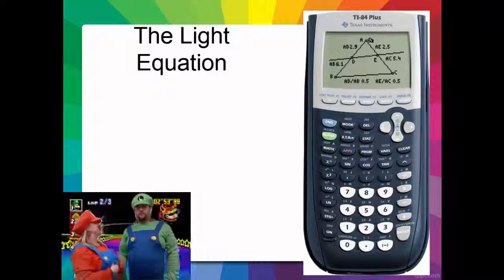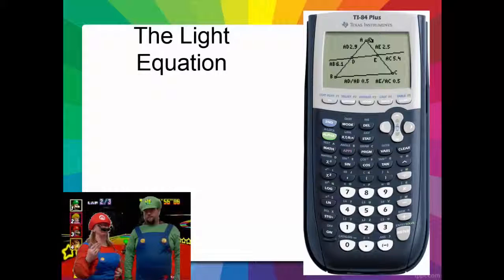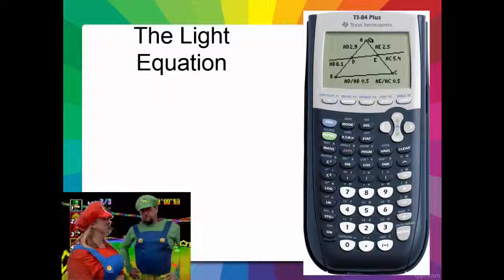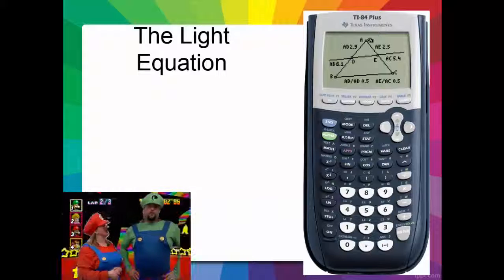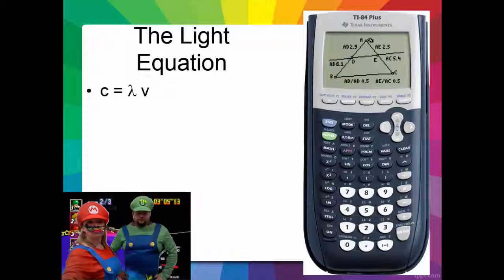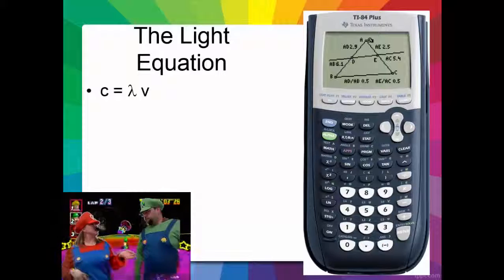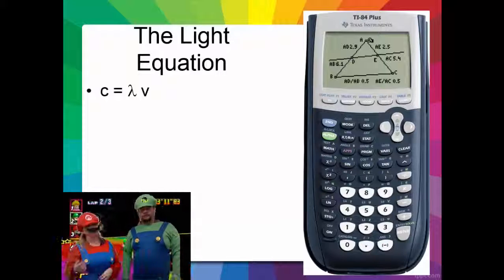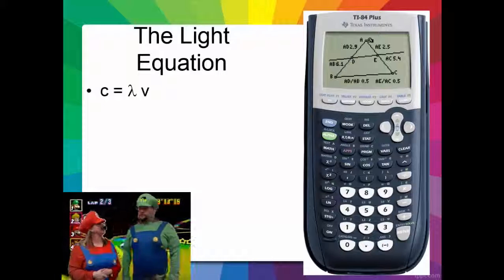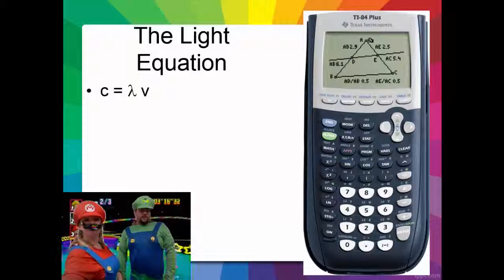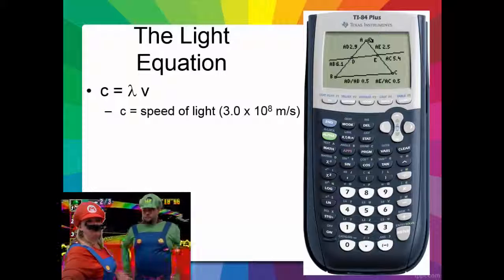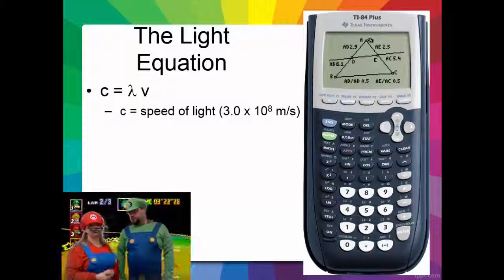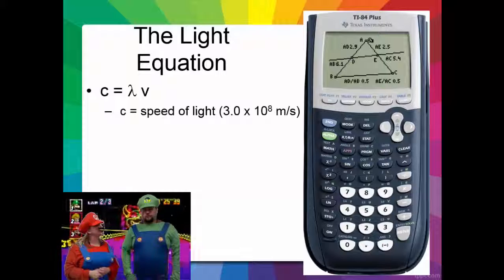Now, there's a calculation for this, so I had to throw up the calculator. We wanted to show you a few special things on how to put this into your calculator. For example, the light equation itself is c equals lambda nu. Lambda is a Greek letter; in the science world, we really like those Greek letters. However, c stands for the speed of light, which is 3.0 times 10 to the 8th meters per second. So that's a constant.